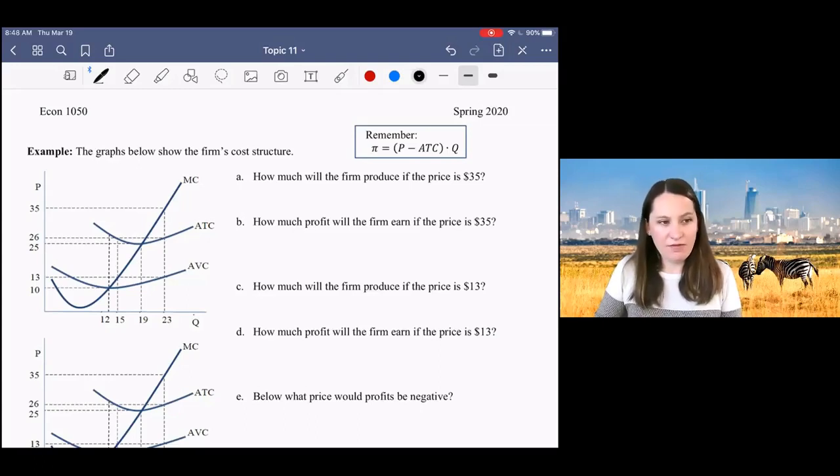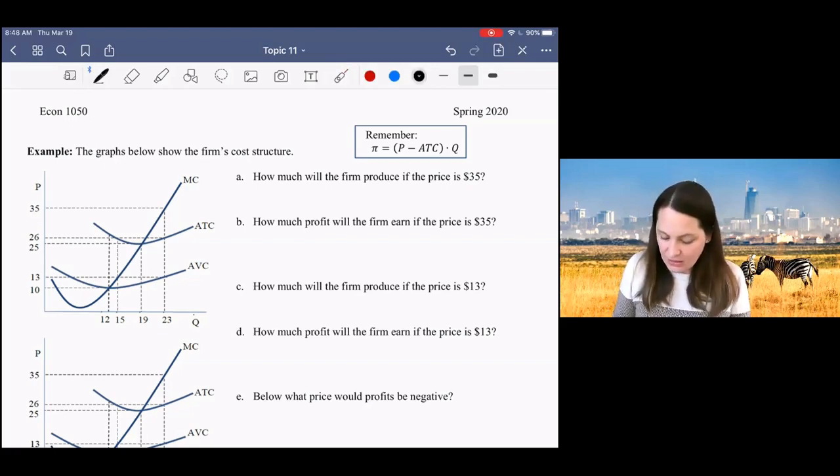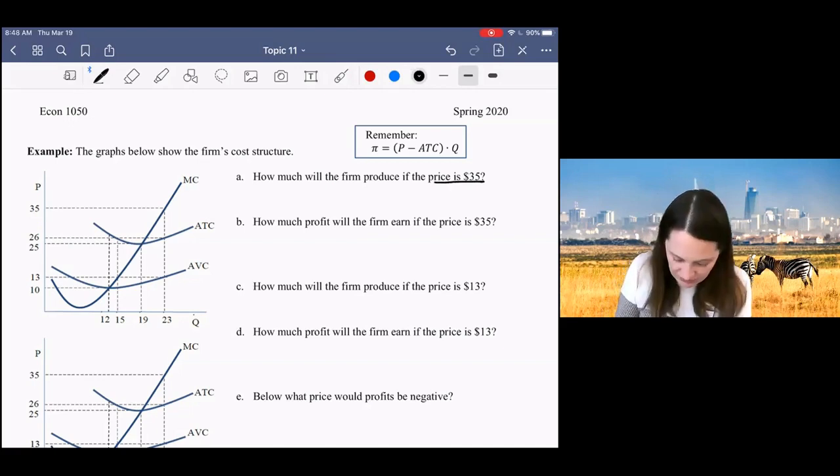Here we've got a graph of some cost curves and we've got numbers attached. We want to answer some questions about how the firm will behave in different situations. The first situation here is that we have a price of 35. So let's find price of 35 on our graph.